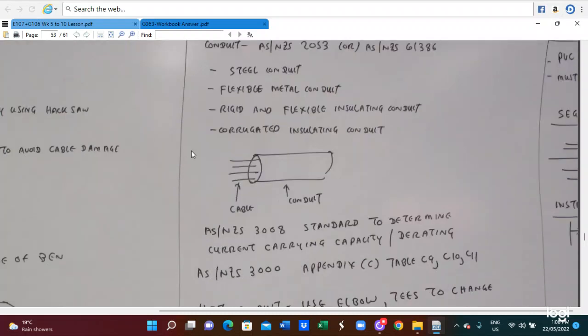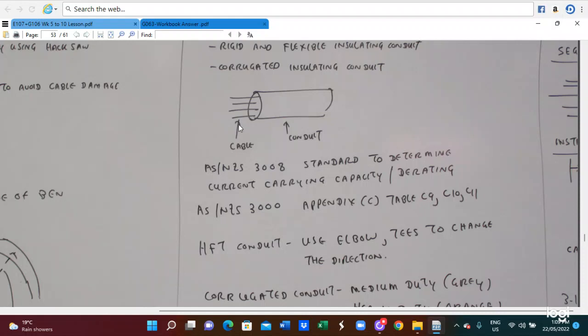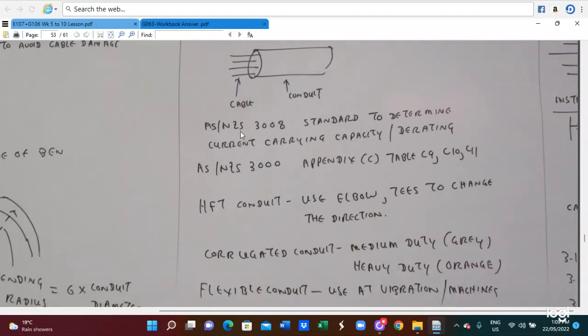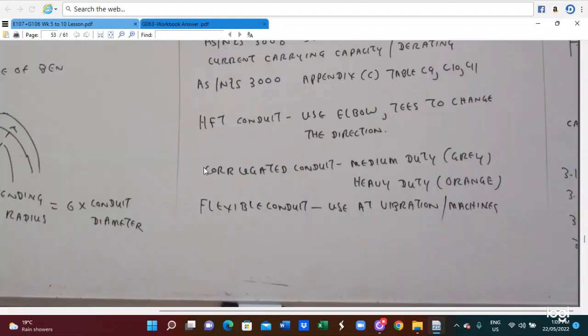1061386. We use a conduit, flexible metal conduit, rigid and flexible insulation, trunking conduit, and a corrugated insulating conduit are utilized. So this is the conduit and the gear connected. So the ASNS 308, the standard to determine the current carrying capacity and rating. ASNS 3000, appendix C is table C9, C10, and HD conduit. We have to use the elbow and T to change the direction. Corrugated conduit, medium duty, gray, heavy duty, orange.